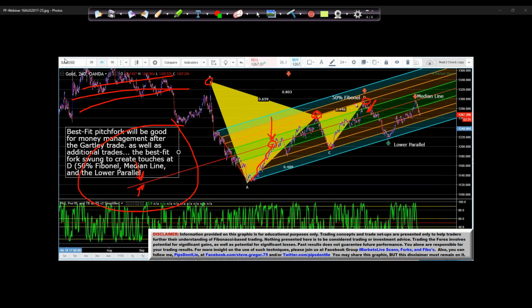And then guess what happens when I have all this alignment? I have that median hit. I got a 50% quad here, 75% quad hit, another 50% quad hit at the D. Look at this trade right here. And where does it go? To the median. Folks, that's money in the bank.